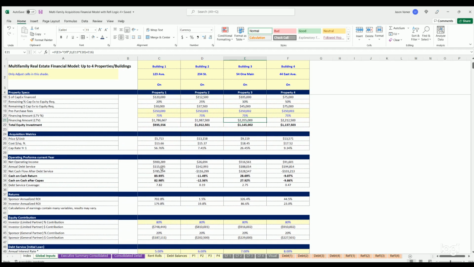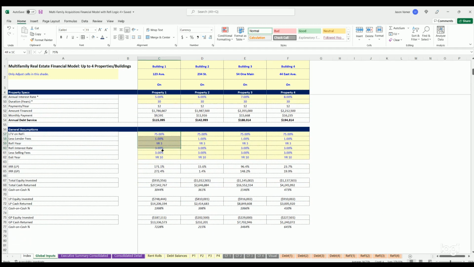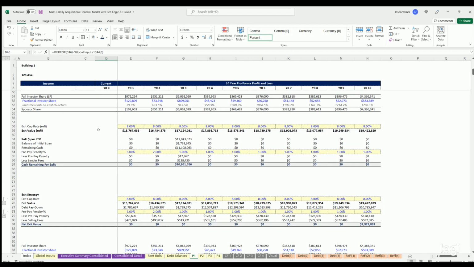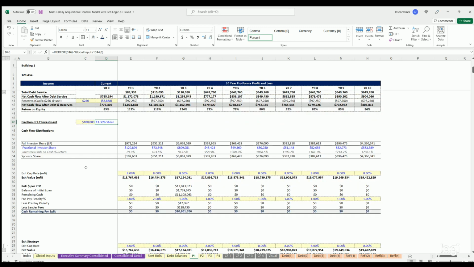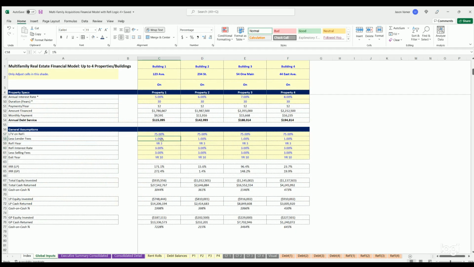Now, if you've used this template before, I used to have these general assumptions in the pro forma. So they were spread out here, and it was kind of hard. You had to go through and manually look at it. Now it's on the global input, so you can adjust these numbers here. It will flow through to the rest of the model, and it's much easier. It's more streamlined to play around with it and just adjust the assumptions.